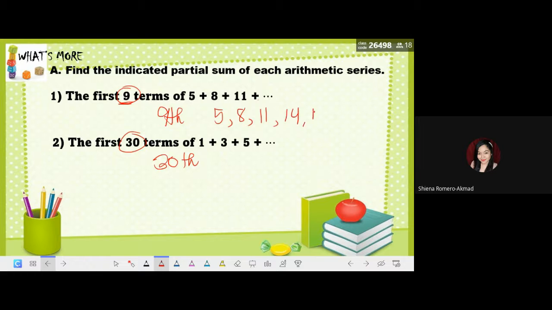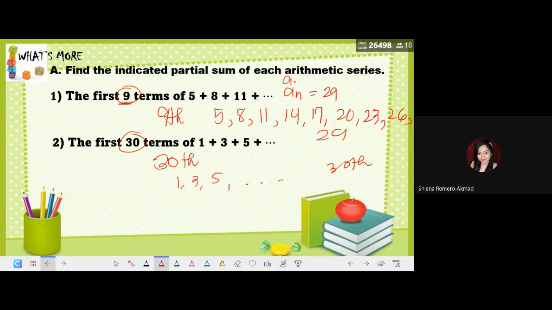3, 14, 17, 20, 23, 26, 29. Ang difference nila ay 3, 3, 3, 3, 3, 3, 3. Pwede natin gawin yan. Eh kaso ito, nakakapagod na hanggang 30th term. Nakakapagod yun, no? So, kunwari, sa number 1, binigay yung last term. Kunwari lang ha, last term niya is 29.